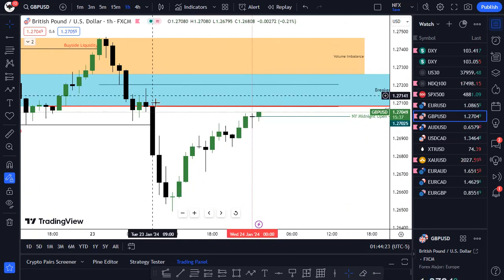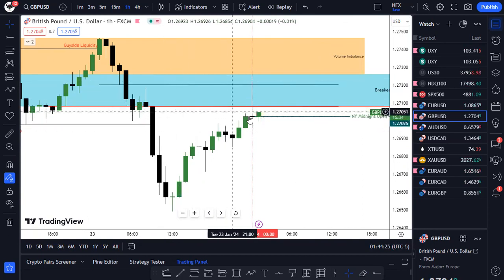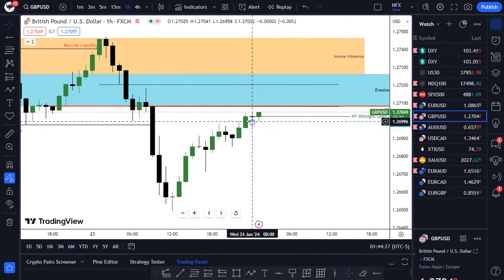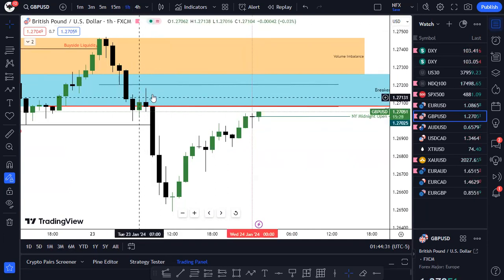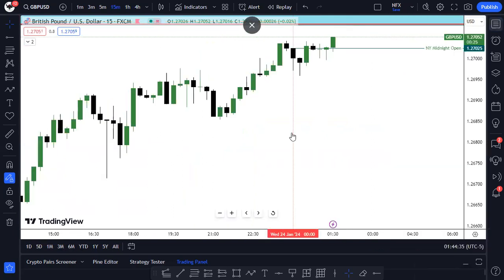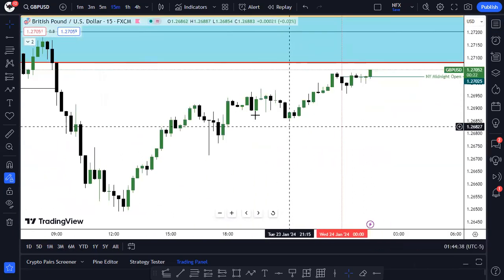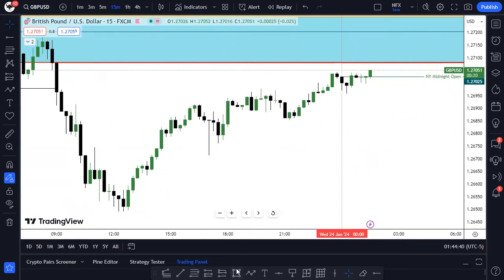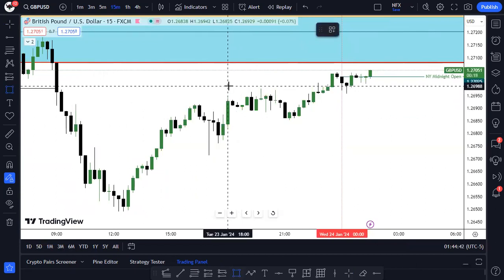So what else do we have? We love to see price taking out some sort of buy side liquidity before it can push lower. Do we have any? Yes, we do have this high right here, of which we can go down to the 50 minute chart. Obviously, we have taken out these highs, which are some sort of Asian highs. I'm going to mark from the Asian high.